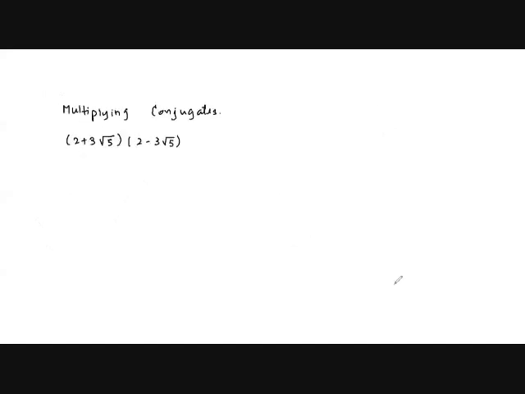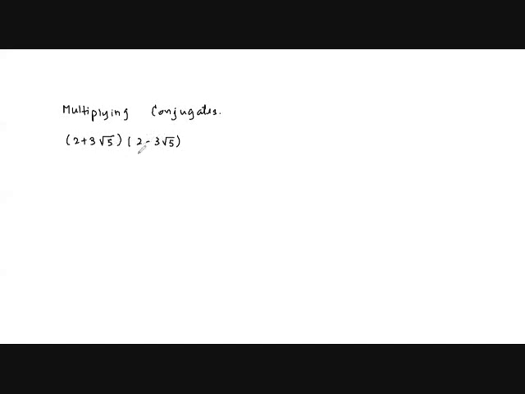Now multiplication, conjugate. I think this one is really easy, right? What you do is 2 times this and 2 times this, every term. That's what we met already. We learned it one time in the elective class, last period. And this one, 3 square root 5 times 2, 3 square root 5 times negative 3 square root 5.